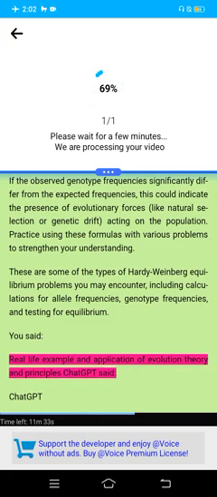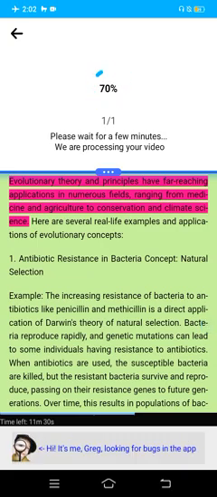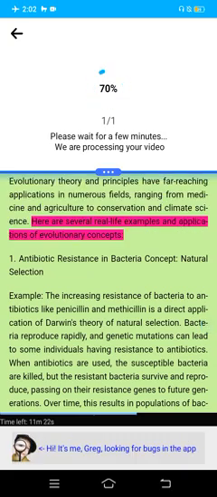Real-life example and application of evolution theory and principles. Evolutionary theory and principles have far-reaching applications in numerous fields, ranging from medicine and agriculture to conservation and climate science. Here are several real-life examples and applications of evolutionary concepts.